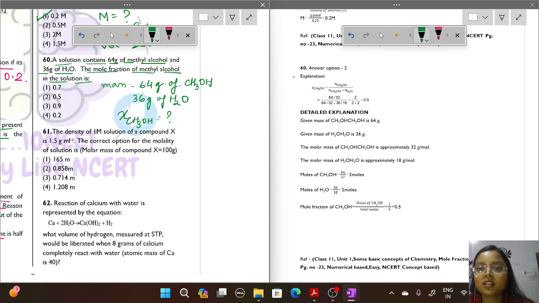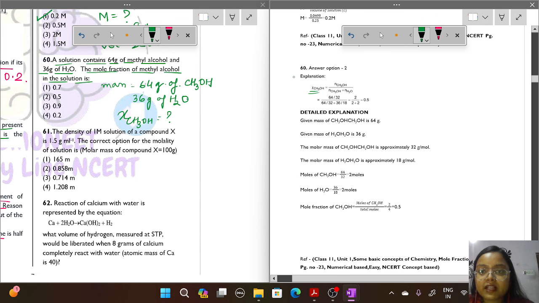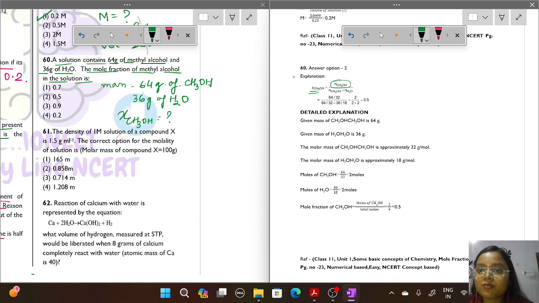Okay, so now, what is the mole fraction of methyl alcohol? It will be the number of moles of methyl alcohol divided by number of moles of methyl alcohol plus number of moles of water. Remember the formula. What is the mole fraction? It is the number of moles of A divided by number of moles of A plus number of moles of B, or you can say total number of moles.